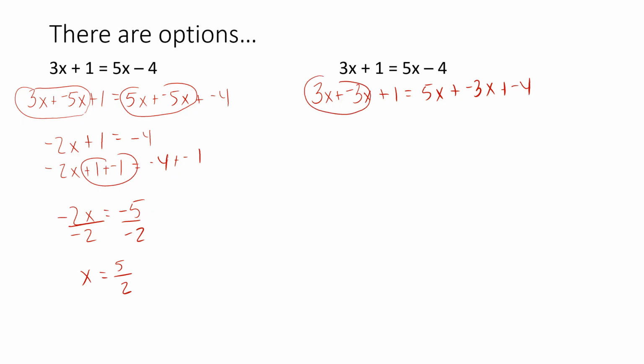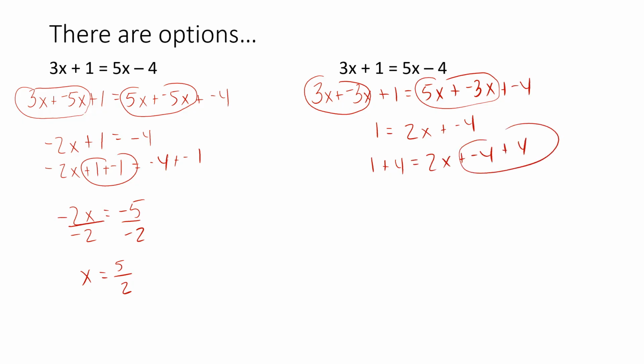3x plus negative 3x is 0, leaving me with a 1. 5x plus negative 3x is 2. And then they would add 4 to both sides. So we got the plus negative 4 and then plus 4. There's my pair that gives me the 0. 5 is equal to 2x, and divide by 2. And you'll notice that we landed in exactly the same place.